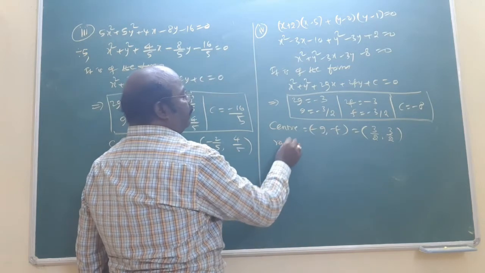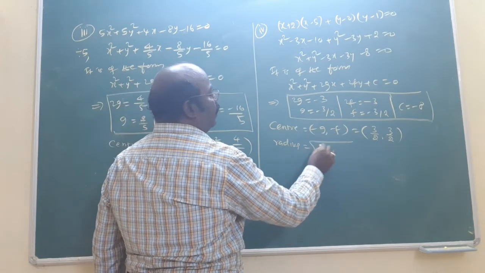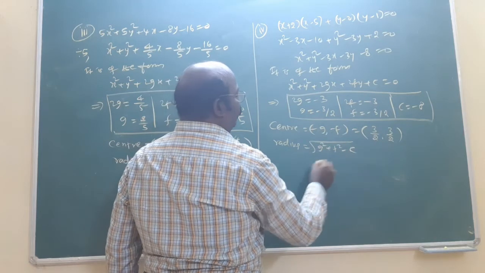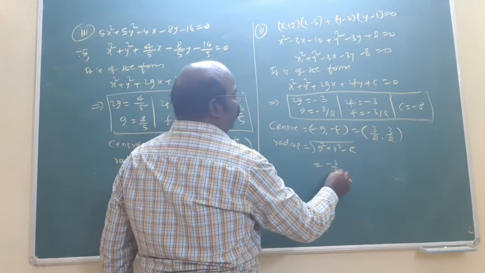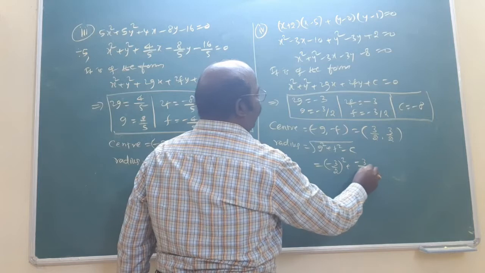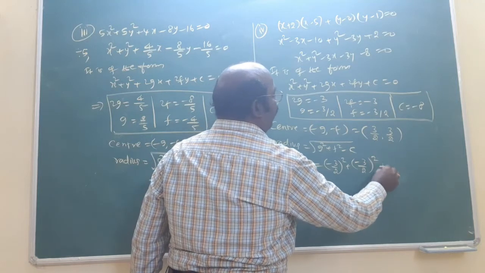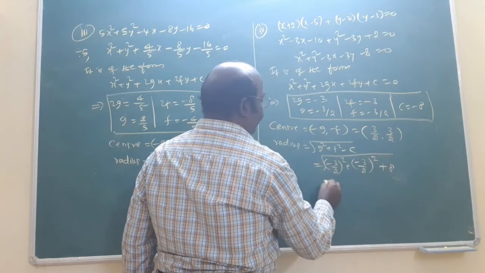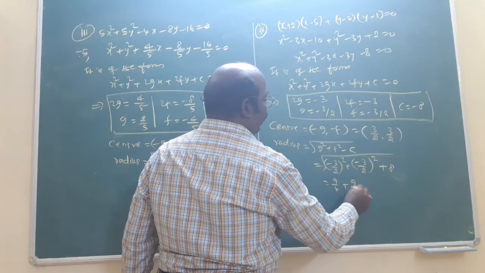Now the radius. What is the formula? Root of g square plus f square minus c is the formula. Minus 3 by 2 whole square, again minus 3 by 2 whole square, minus of minus 8, plus 8. Now 9 by 4, again 9 by 4.